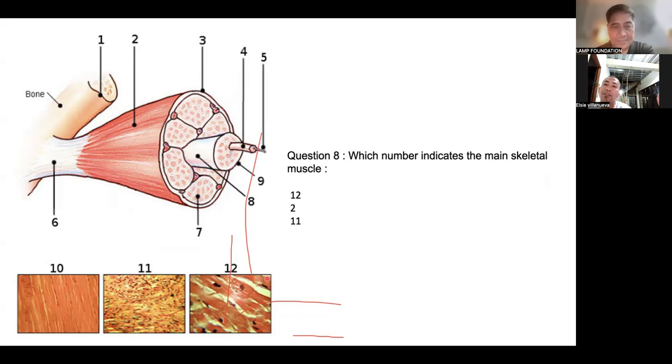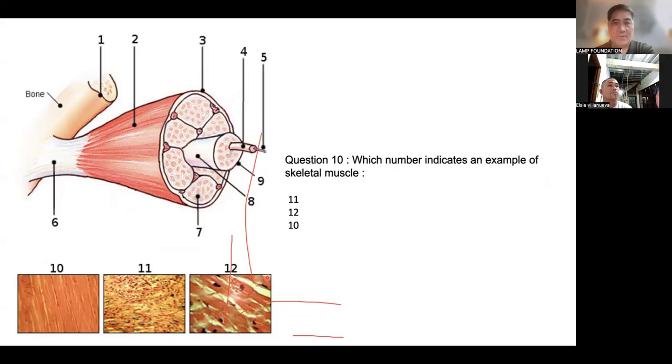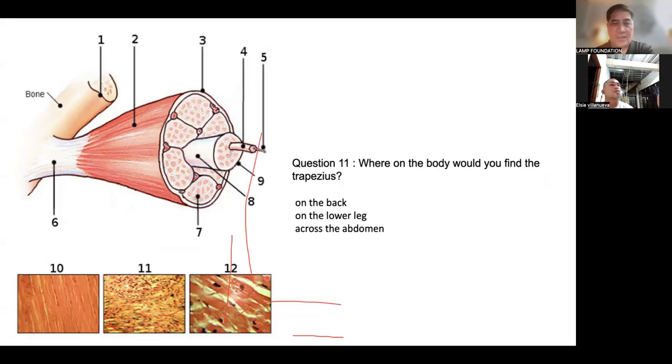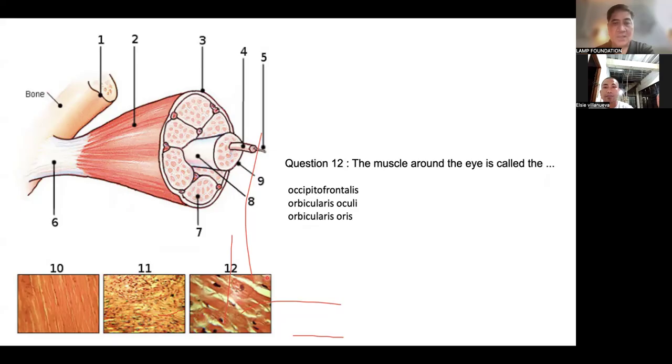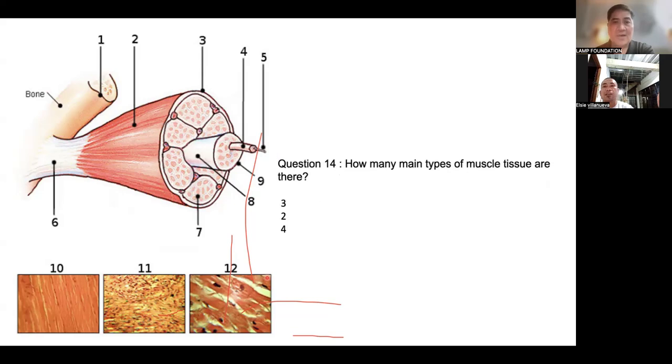Skeletal is number 10. Skeletal muscle is attached to bones by tendons. Which number indicates an example of skeletal muscle? Number 10. Where on the body would you find the trapezius? On the back. The muscle around the eye is called orbicularis oculi. The main muscle involved with chewing is masseter.